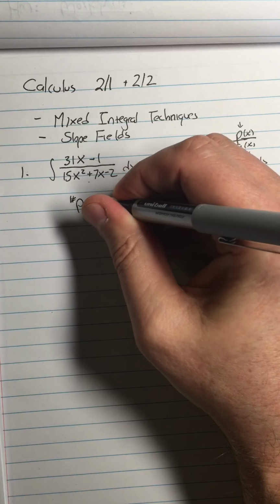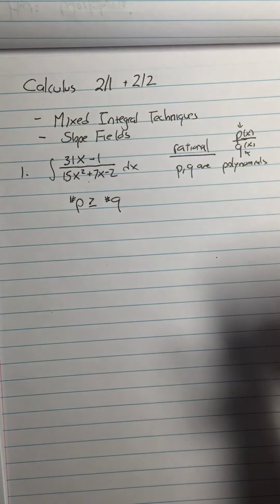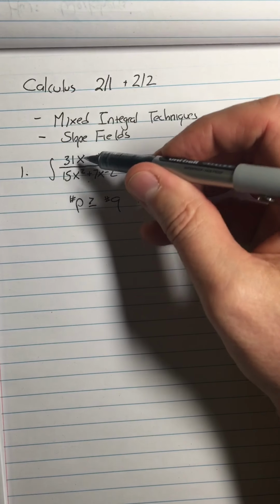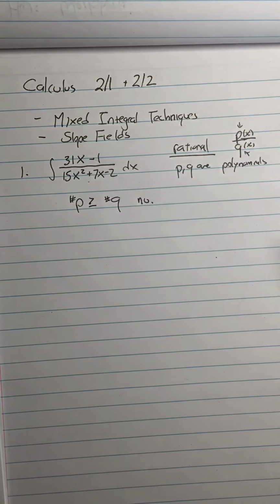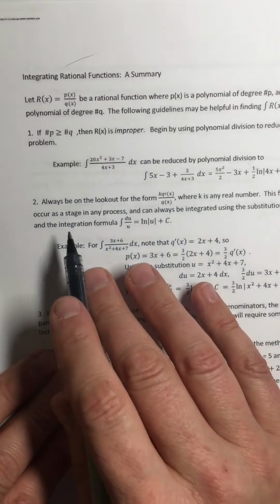Is the degree of the numerator greater than or equal to? And remember, equal to, you're also going to do polynomial division. And the answer is no, because the degree of the numerator is 1 and the degree of the denominator is 2. So we can skip step number 1 and go down to step number 2.